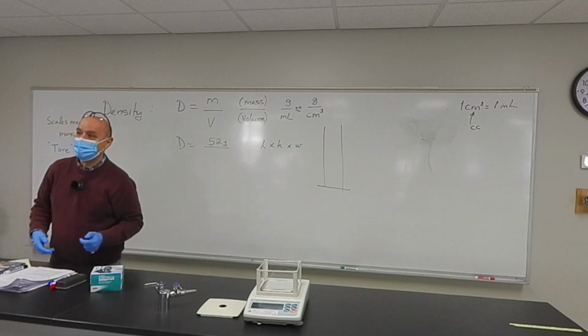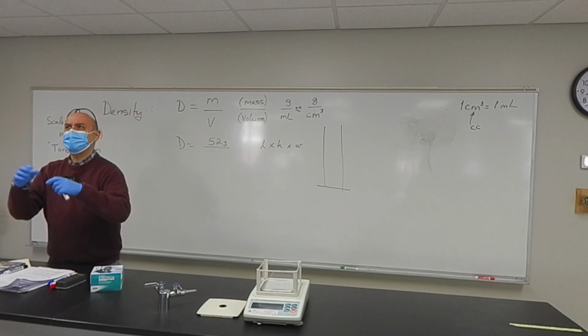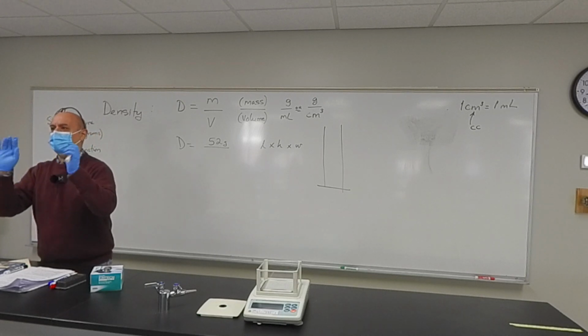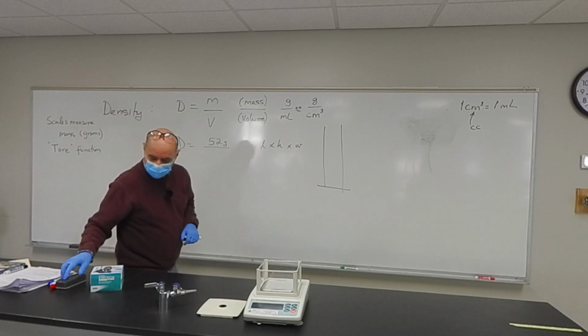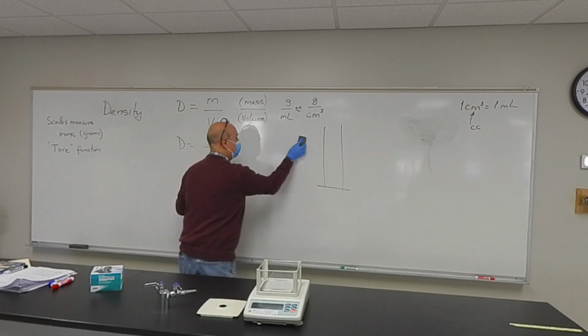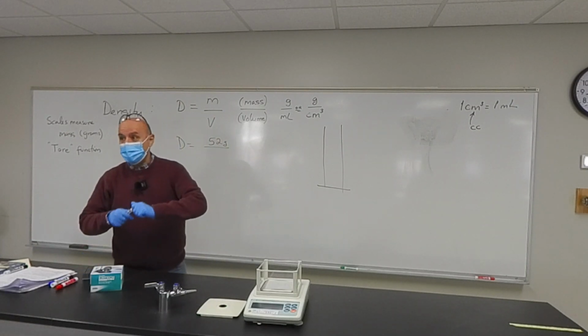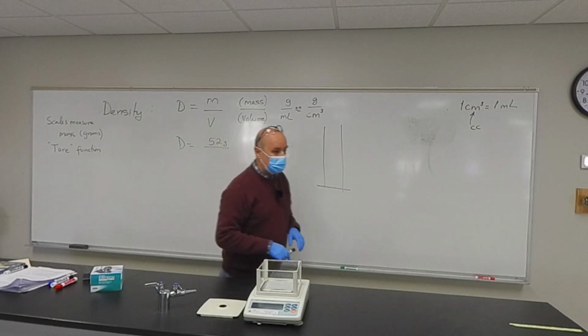And there is a formula for a perfect cylinder, something like 4 pi over r or something like that. It doesn't matter what it is. There's a better way. That better way uses a graduated cylinder.